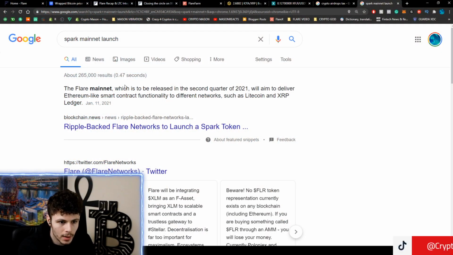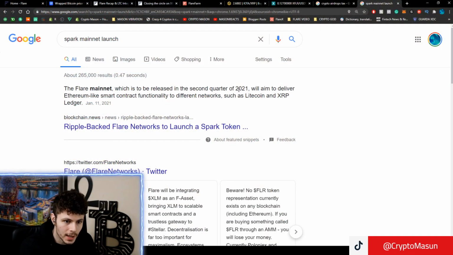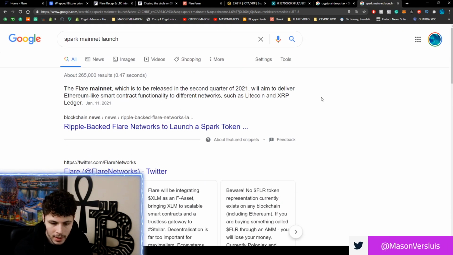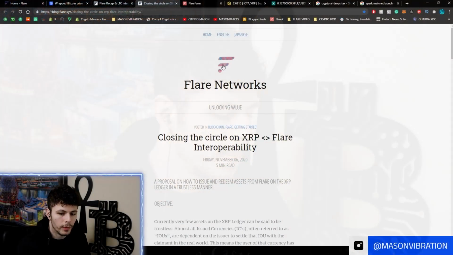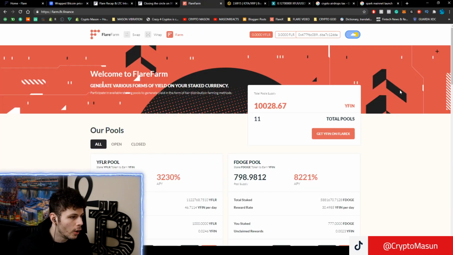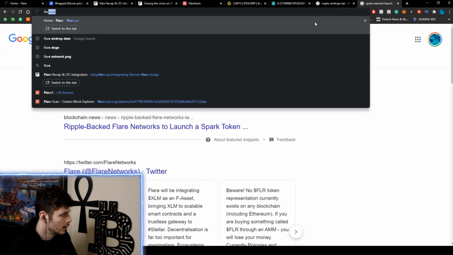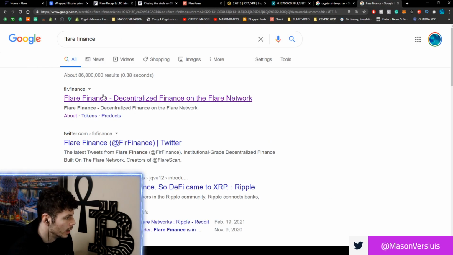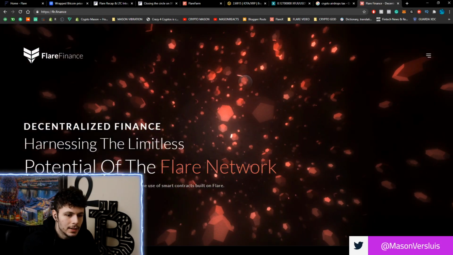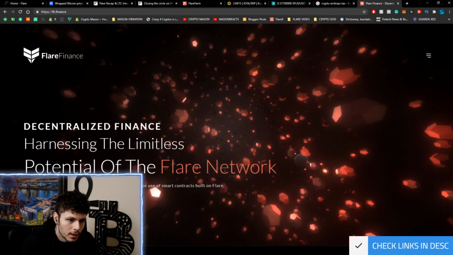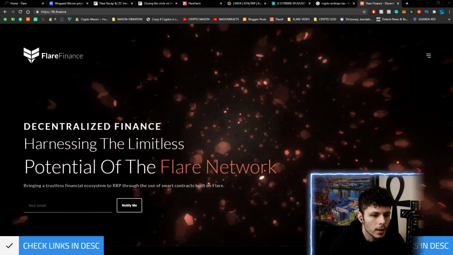So this says the Flare mainnet, which is to be released in the second quarter of 2021, will aim to deliver Ethereum-like smart contract functionality to other assets. It's a genius idea. It's genius. Bringing smart contracts to any blockchain asset ever. One of the final things I want to show here is Flare Farm. This is Flare Finance. So if we go to the Flare Finance website right here, this is DeFi on steroids right here, in my opinion.